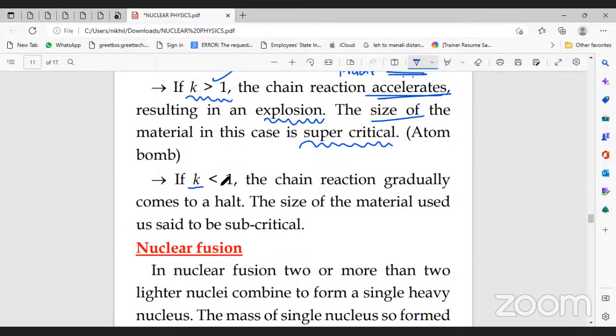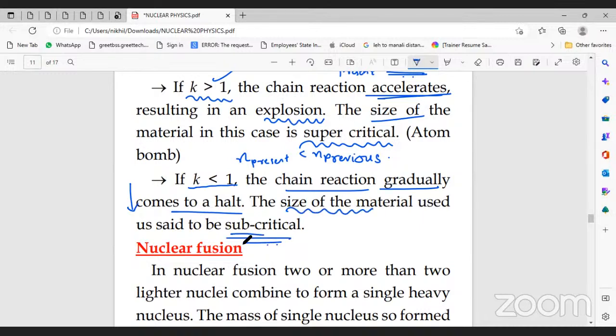If the K value is less than 1, that clearly tells us the number of neutrons in the present generation is less compared to the previous generation. In such a case, the chain reaction gradually comes to a halt and slowly decreases. Whatever the size of the material we have is said to be a subcritical size. So this is what we say for steady state, supercritical, and subcritical, depending upon the value of K.